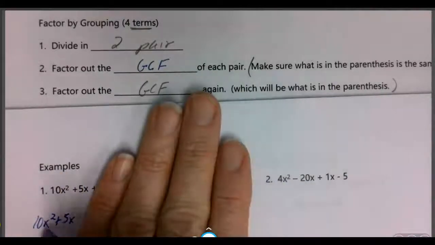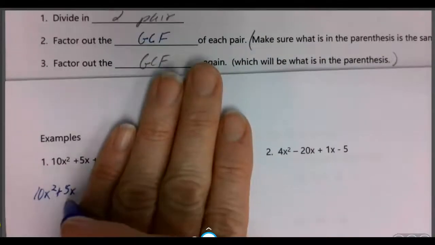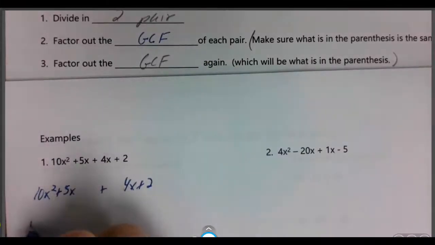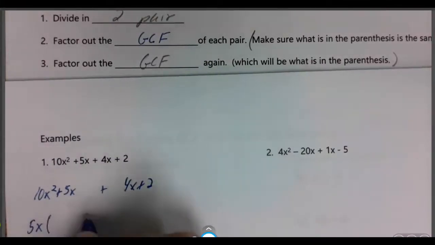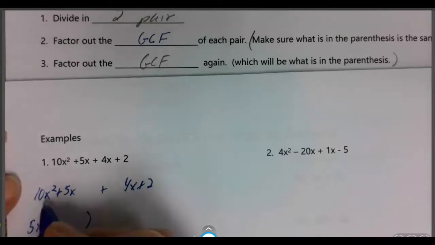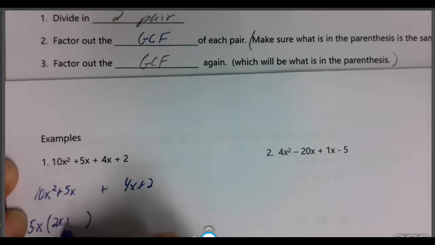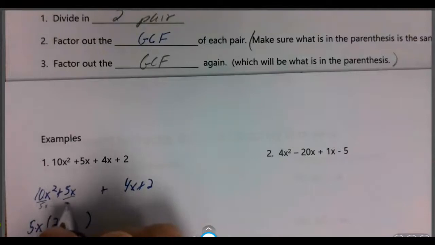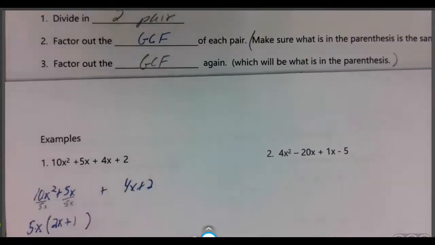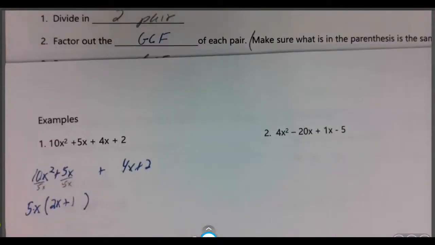If I look at this pair, what's my greatest common factor? Okay, I'm going to take out my greatest common factor of each pair. What's my greatest common factor? 5. Do they both have an x? Yes. So I'm going to divide out a 5x. So 10 divided by 5 is 2. X squared divided by x is x. Remember, you can always just write it right underneath it. Now I'm going to take 5 divided by 5. That's 1. X divided by x is gone. So that's just 1. Okay?